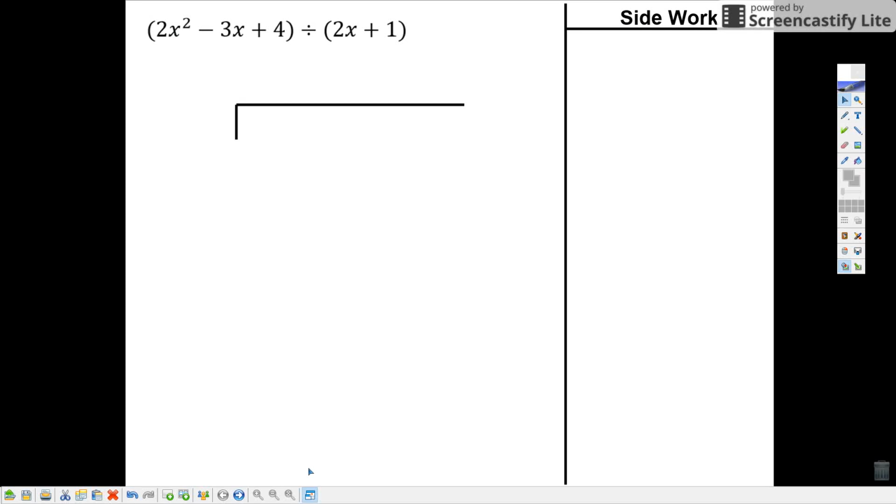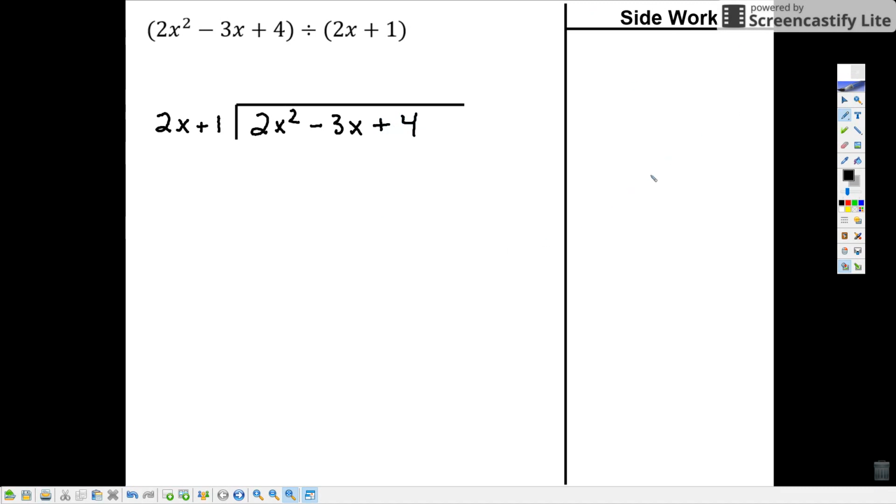All right, I'm going to go ahead and show how to divide these two polynomials using long division. So first thing you need to do is set up your long division symbol. Now the divisor, so the number that you're dividing by, always goes on the outside. And the dividend goes on the inside. So the dividend in this case is 2x squared minus 3x plus 4.